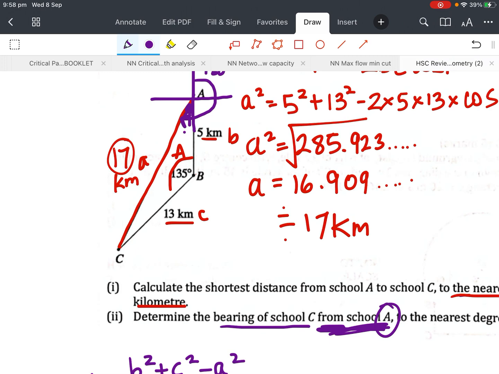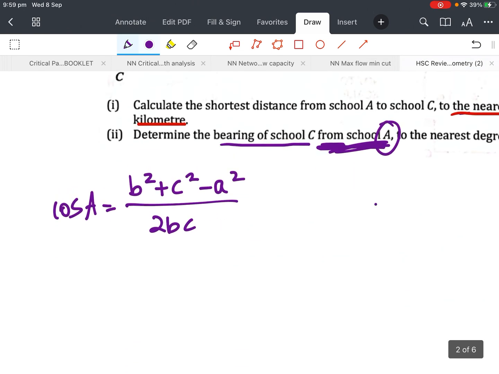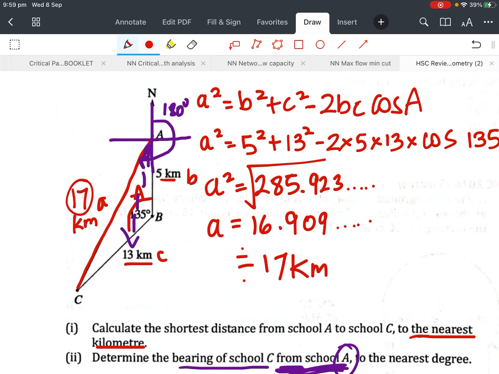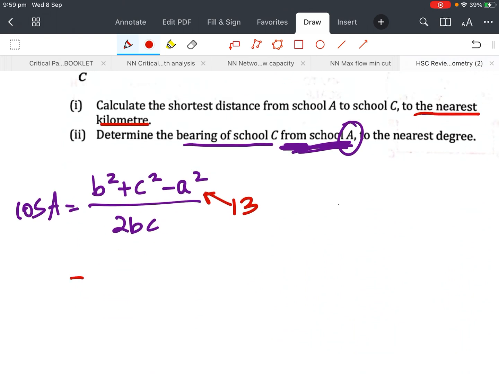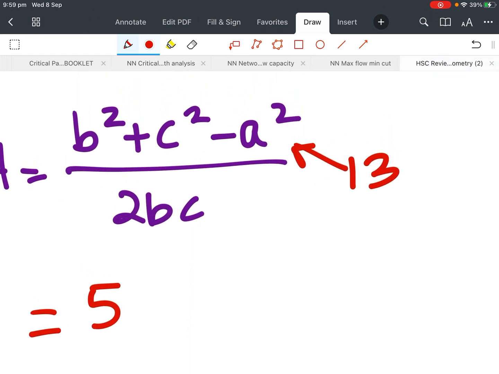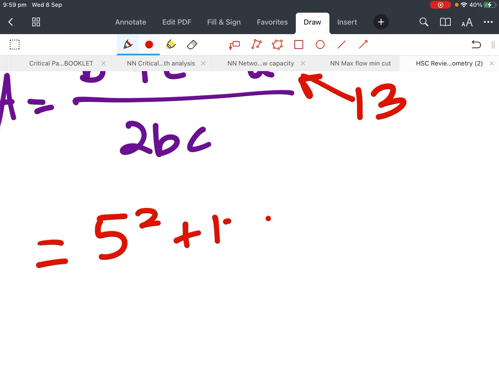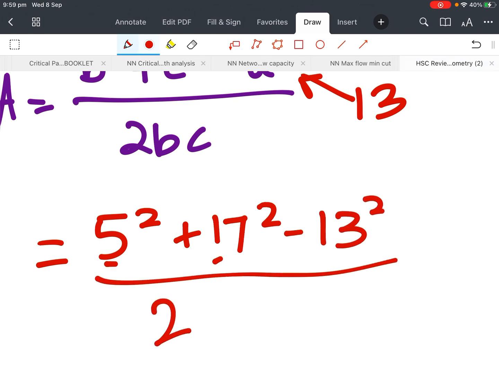I need to remember though that the side opposite that particular angle, 13, is the one that needs to go here. Okay? Most important, you know where to put the side that's opposite the angle that we're finding. Now, what were the other two sides again? 5 and 17. So I'm going to put my 5 squared plus 17 squared minus 13 squared all over, and I just repeat these two numbers, 2 times 5 times 17.